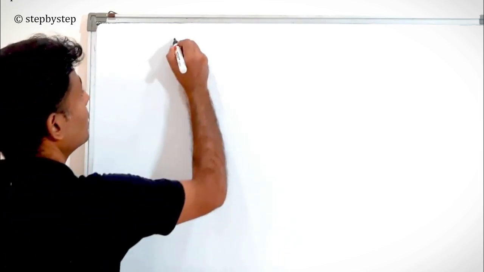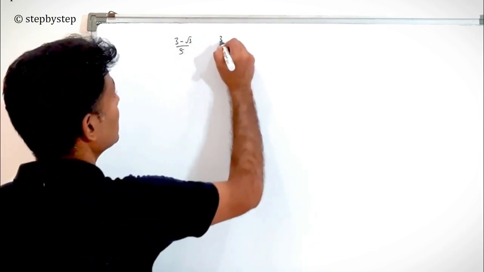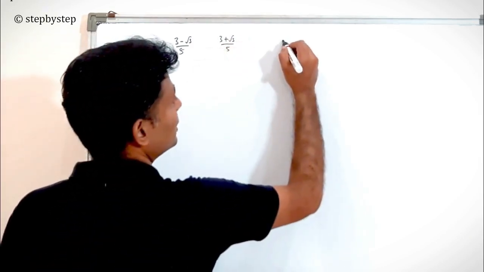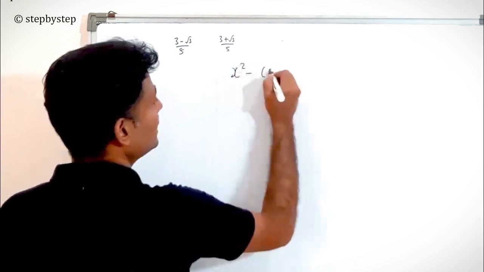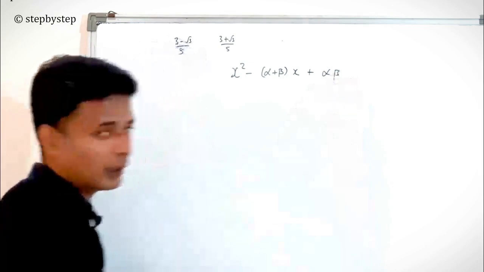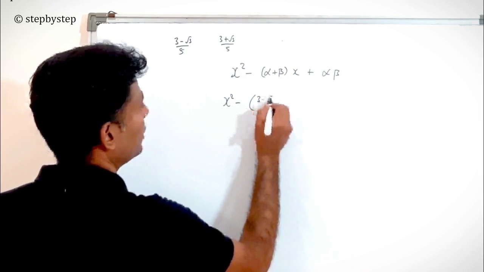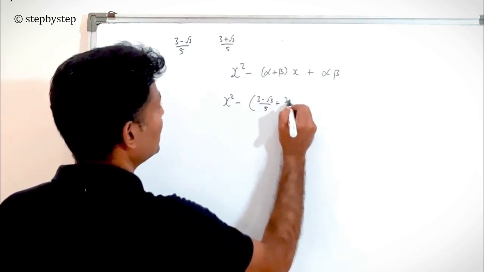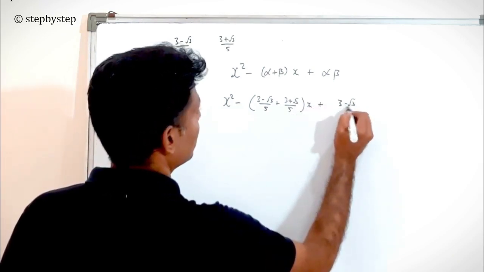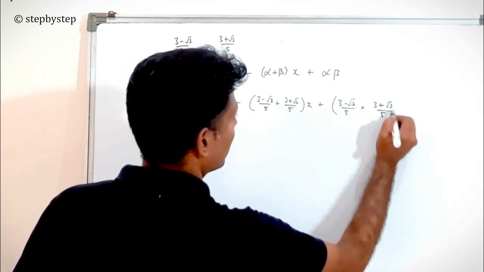The zeros are (3 minus root 3)/5 and (3 plus root 3)/5. So we have to form a polynomial, which means we use the relation x square minus (alpha plus beta)x plus alpha beta. Now this will become x square minus [(3 minus root 3)/5 plus (3 plus root 3)/5] x plus (3 minus root 3)/5 into (3 plus root 3)/5.